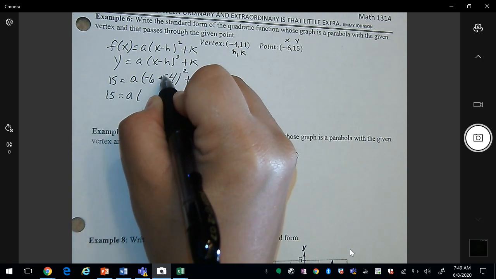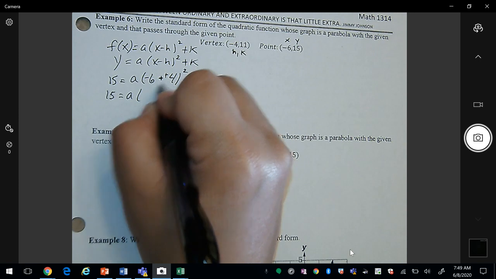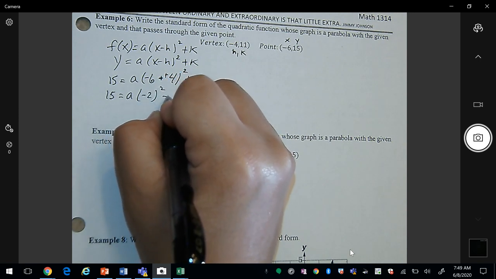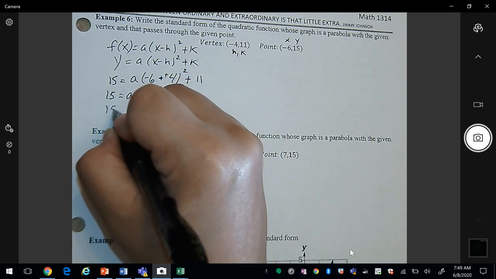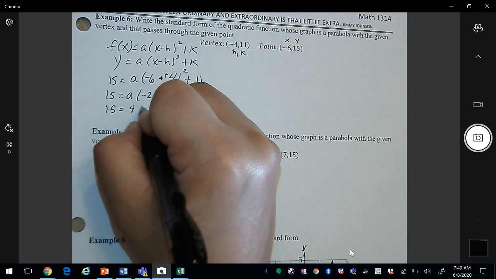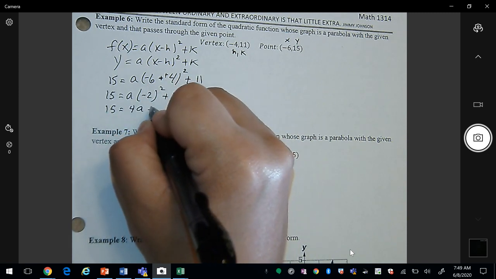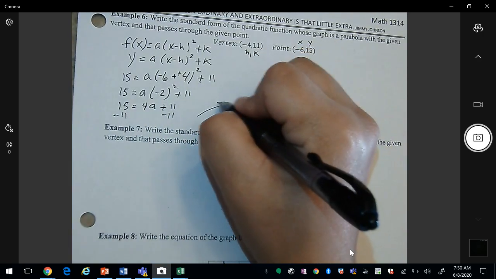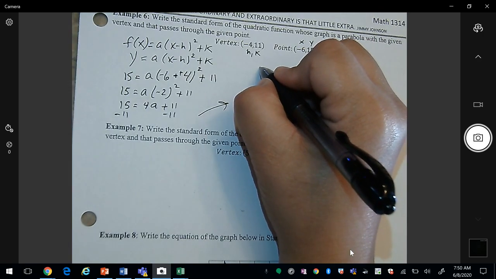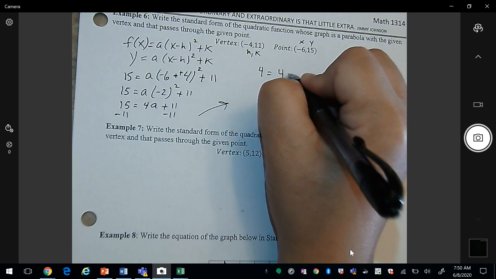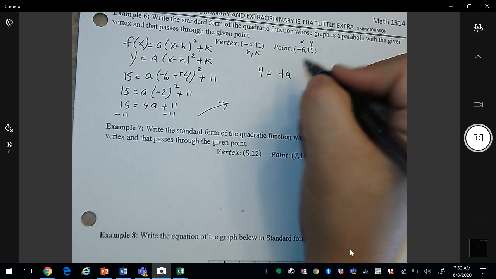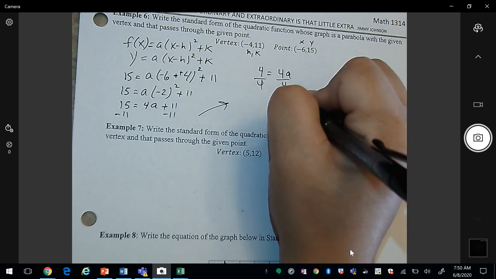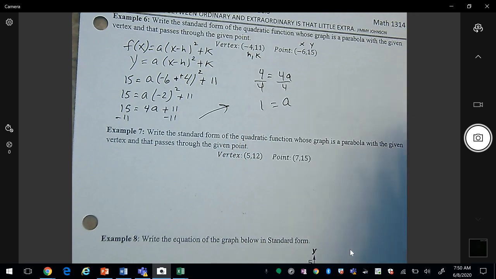Negative negative is positive. Negative 6 plus 4 is negative 2. So this is negative 2 squared, which is 4. Subtract 11. So we get 15 minus 11 is 4. That equals 4a. Divide by 4. So a is equal to 1.